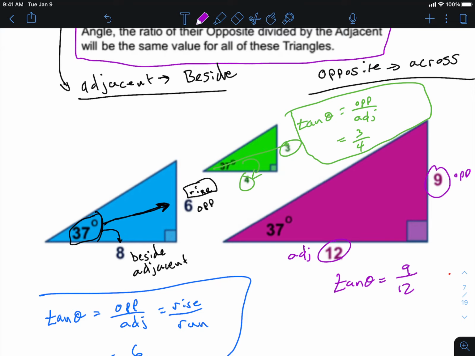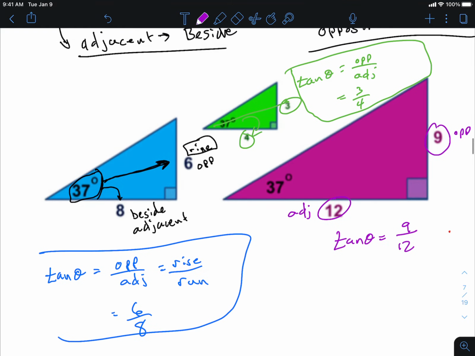Well, something interesting happens here, right? You can see each of these have different numbers, right? Like 6 over 8 is different from 3 over 4 is different from 9 over 12. So you would expect different answers there, right? Or you could even say different slopes, right? Because these are a measure of, if these were lines, would you tell me, oh no, the numbers are different, so the slopes must be different, right?